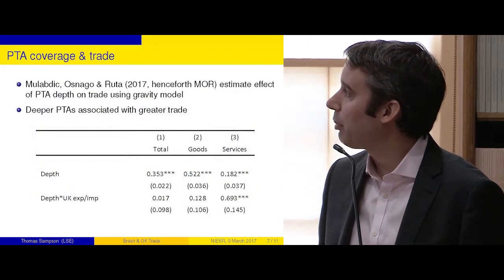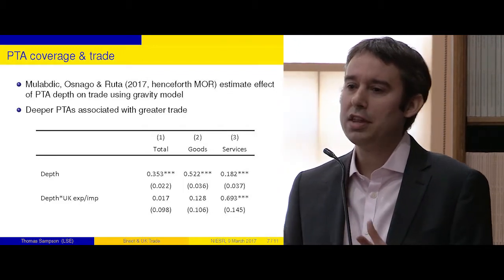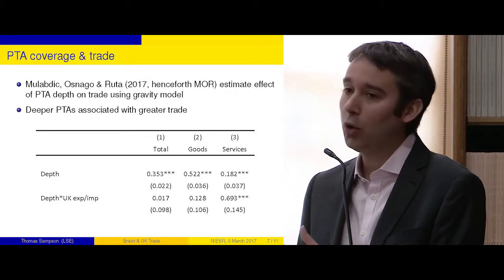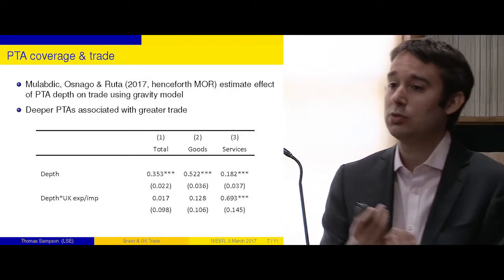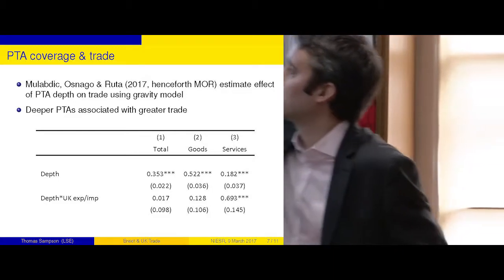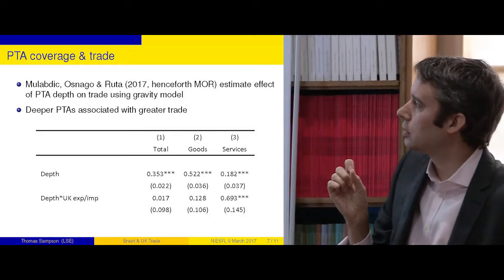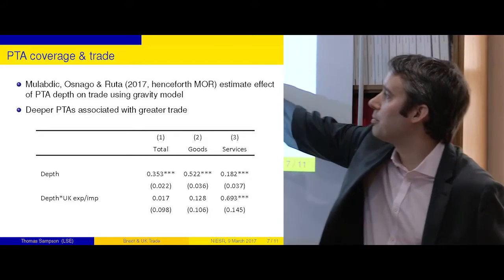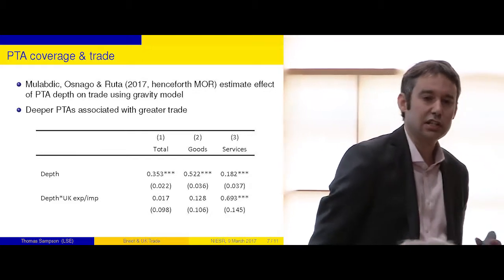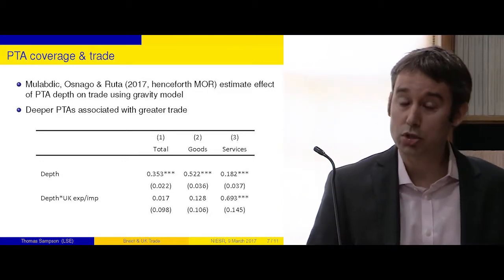In particular, this paper by Mulabdic, Osnago, and Ruta estimates a gravity model type specification where they include a variable that looks at the depth of the preferential trade agreement, and also they include an interaction of the depth with whether one of the trade partners is the UK. So this table is showing these results, both for total trade and then separated into trade in goods and trade in services. Two things to note. One is that the effect of depth on trade is consistently positive, relatively large, and highly statistically significant. So there is an association between deeper preferential trade agreements and more trade.